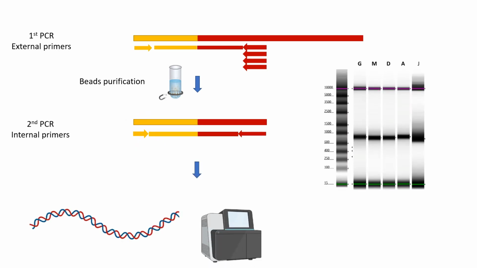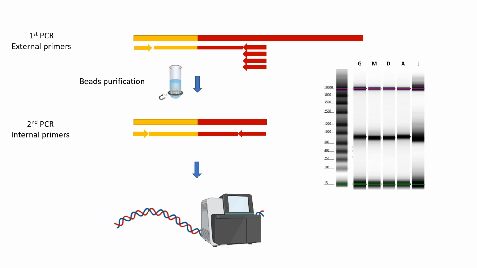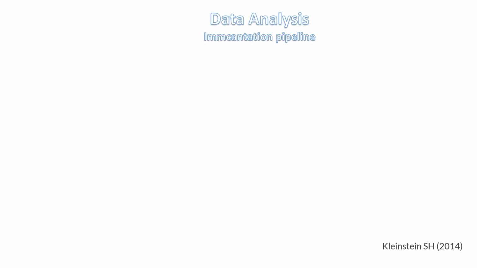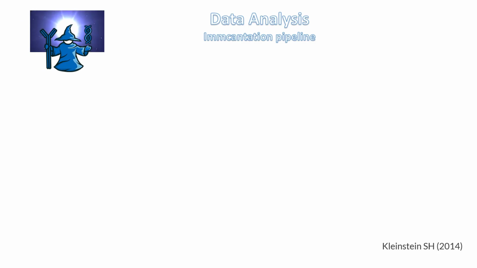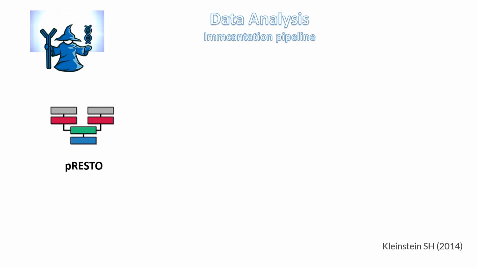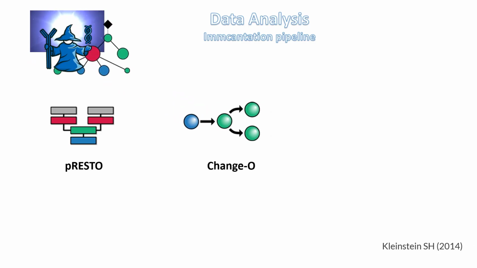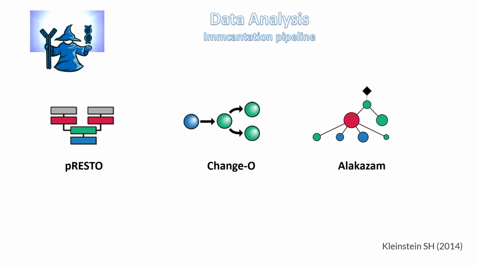The final library is then sequenced with Illumina MiSeq, which returns a lot of data that has to be analyzed. For the analysis, we use a bioinformatic pipeline developed by the Kleinstein group called the Immcantation pipeline. This pipeline includes three important tools: Presto for the pre-processing step, Change-O for the database alignments and the reformatting table, and Alakazam for the data analysis.